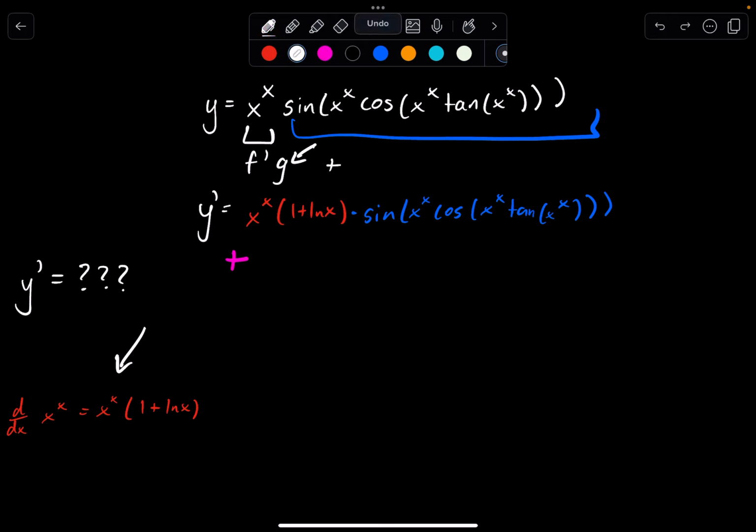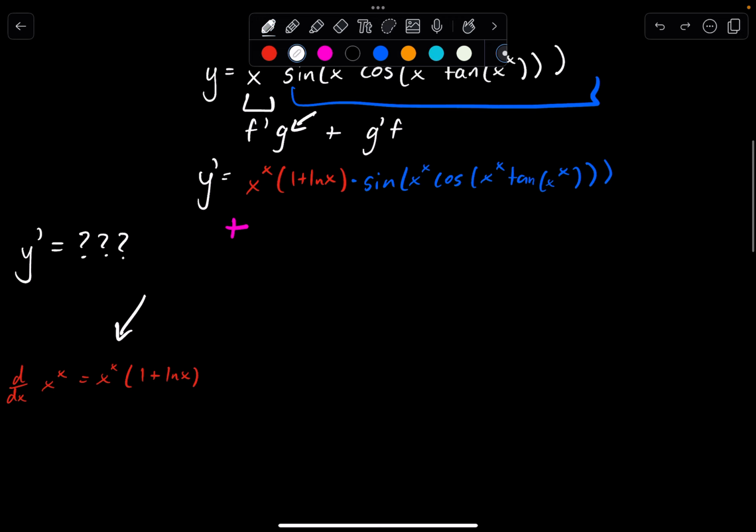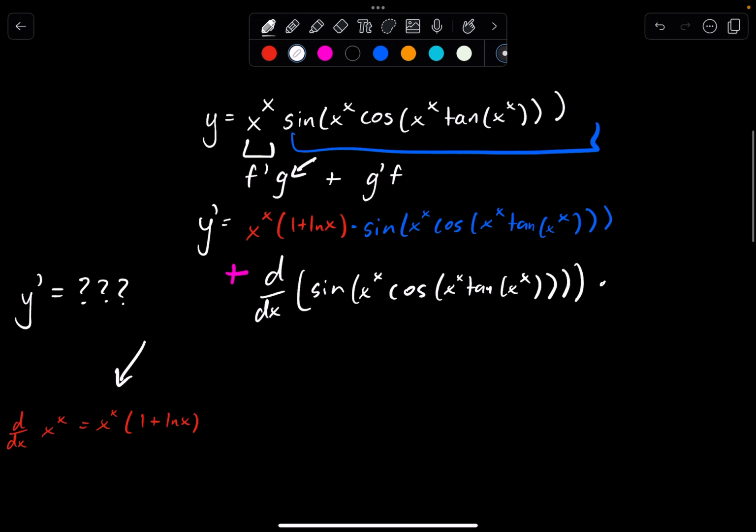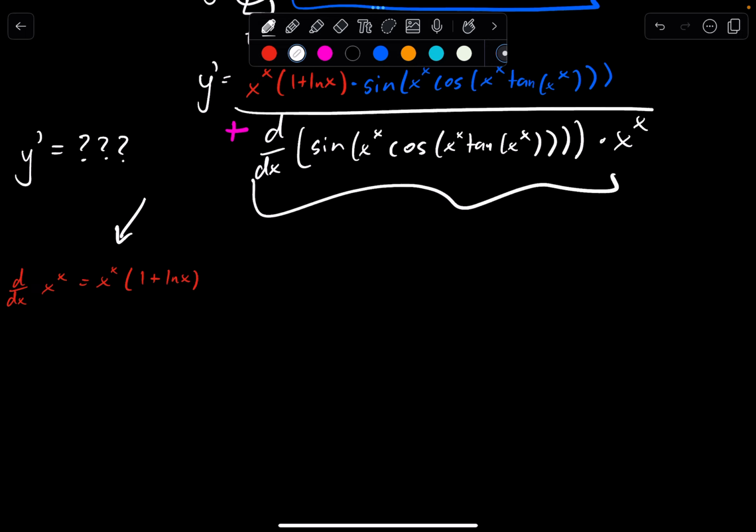g prime f. And this is where the fun part begins. Differentiating this monstrosity of a function right here. Let's get right into it. So I'll write for simplicity d/dx of parentheses sine of x to the x, cosine of x to the x, tangent of x to the x, parentheses, times our other function f right here, times x to the x. So now, for simplicity, I'm not going to be rewriting all of this stuff, so we're just going to find this derivative right now.